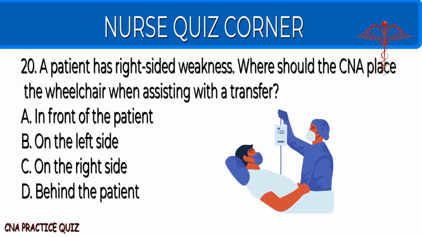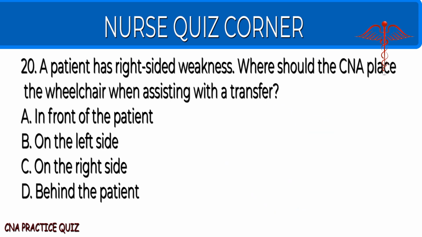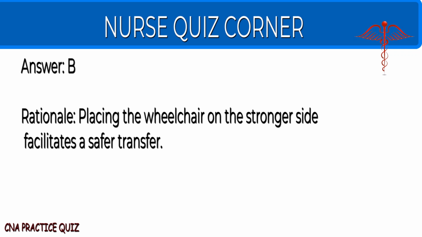20. A patient has right-sided weakness. Where should the CNA place the wheelchair when assisting with a transfer? A. In front of the patient. B. On the left side. C. On the right side. D. Behind the patient. Answer B. Rationale: Placing the wheelchair on the stronger side facilitates a safer transfer.